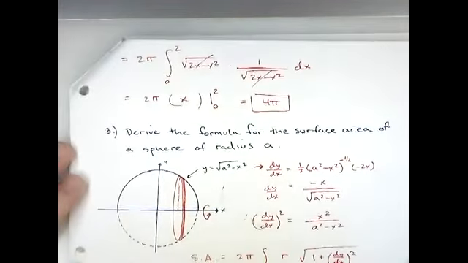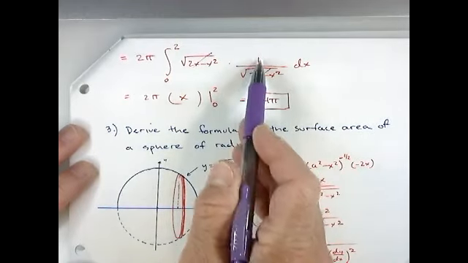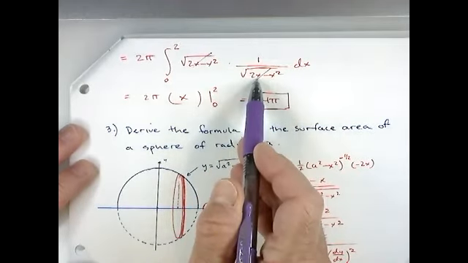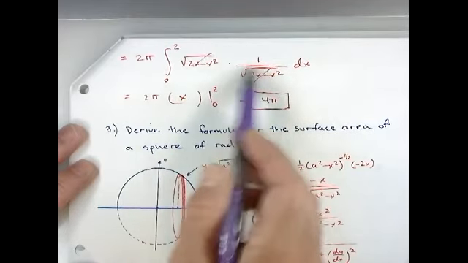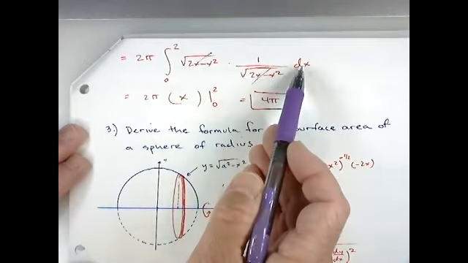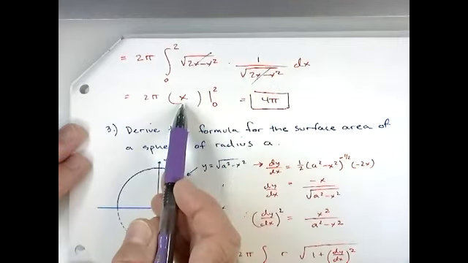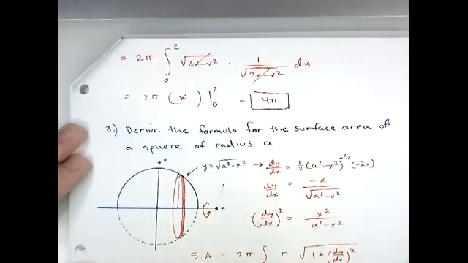Now, if you break up that square root as just 1 over the square root of 2x minus x squared, that cancels out. So we're just left with 1. All of that simplifies to 1. The antiderivative of 1 with respect to x is just x. So you plug in from 2 to 0, and we get an answer of 4 pi for our surface area.